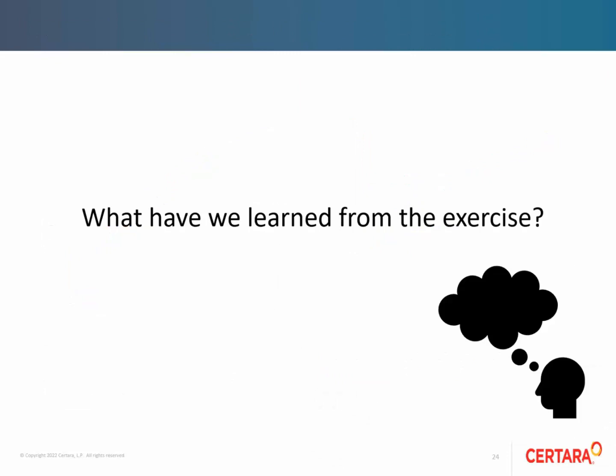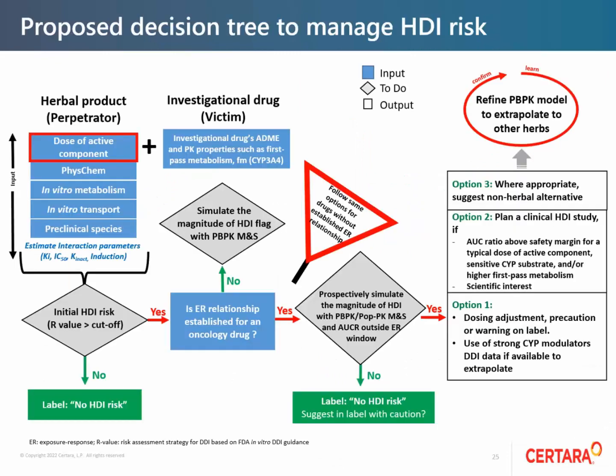So what have we learned from the exercise? The learnings have been summarized into this decision tree. So first, of course, you would want to characterize your herbal product and also your primary perpetrator. But I do hope I have demonstrated that there are particular challenges in identifying one primary perpetrator, but also in identifying a typical exposure.